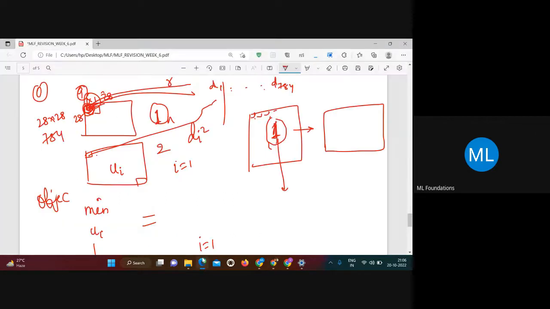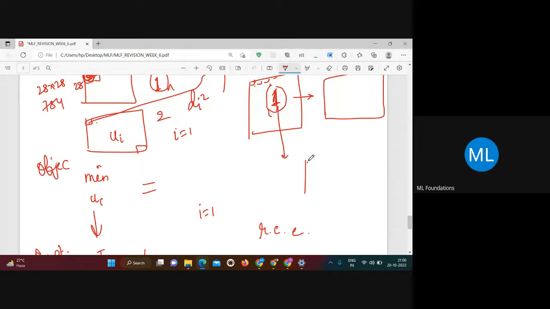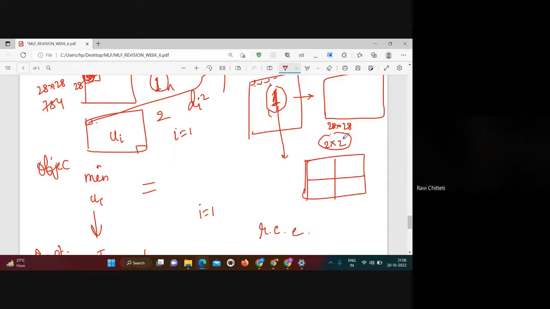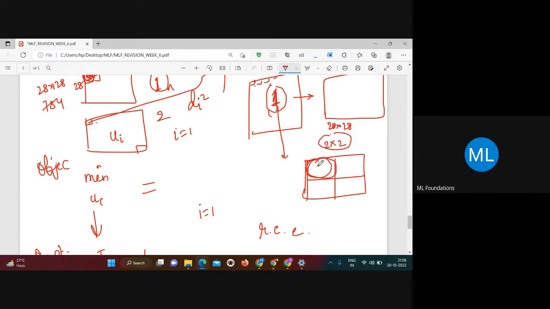I'll just explain with an example. This is not 28 cross 28. Like for example, see this, he has converted all these points into 2 cross 2 pixel values, instead of 28 cross 28. In that 2 cross 2, whatever element was here, he took as D1. D1 means dimension 1, then D2, D3, and D4. D1 is feature 1, D2 is feature 2, D3 is feature 3, D4 is feature 4. And for every point, I have a 60K data set.